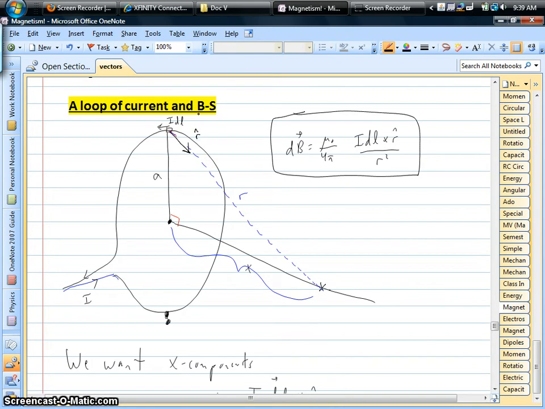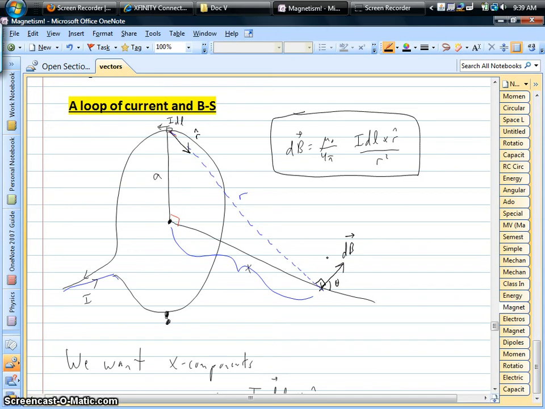Now, because it's a cross product, the magnetic field has to be perpendicular to both the current and r hat. So if you do the right-hand rule, you'll find that the magnetic field has to be perpendicular to this dashed radius line coming from the hoop. So it's going to point up at some angle like this. We'll call that theta right there. And so it's a 90-degree angle between the magnetic field and that dashed radius line.